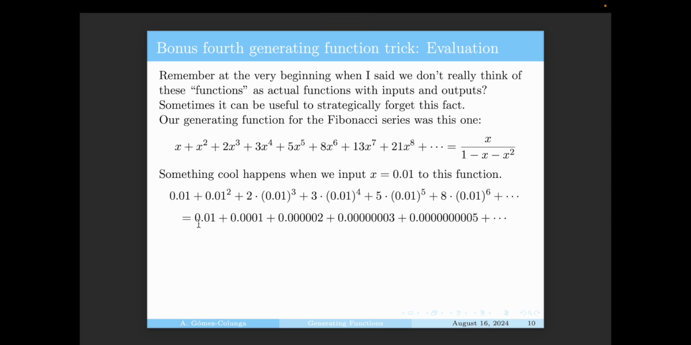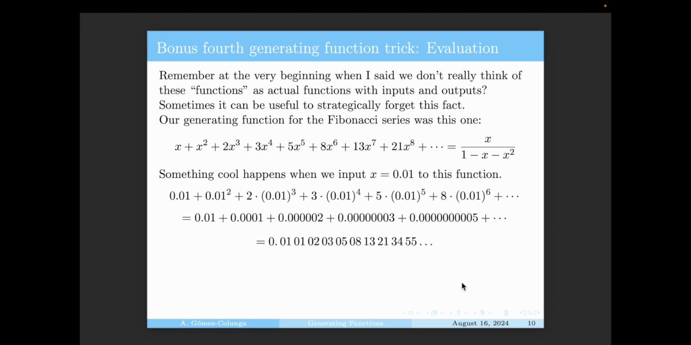But what that actually becomes is 0.01 plus 0.0001 plus 0.000002 plus 0.00000003 plus 0.0000000005, and so on. Notice that these numbers here are going to be the Fibonacci numbers that we started with. And in the end, what we get is this decimal expansion: 0.01, 01, 02, 03, 05, 08, 13, 21, 34, 55, and so on. It's going to be the sum of all the Fibonacci numbers along hundredth places, basically.